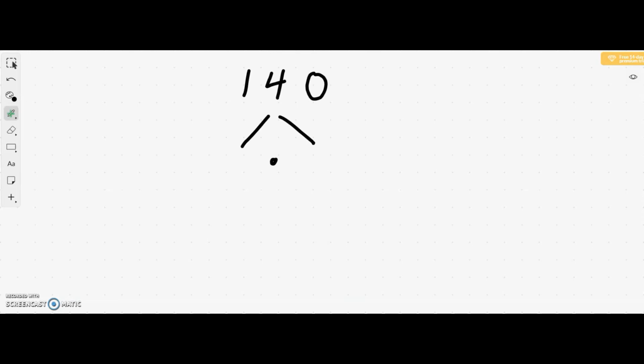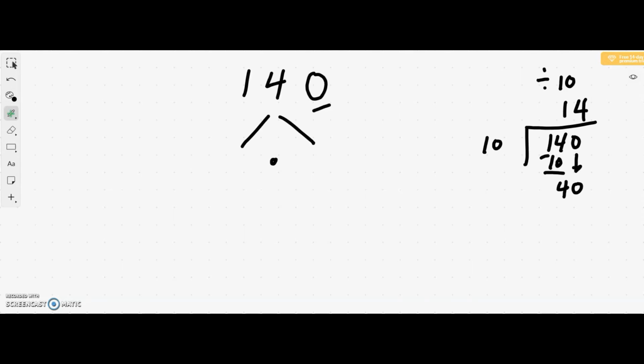But I know one thing. If it ends in 0, I can take this number and divide it by 10, and that'll get me my first start. So I'm going to take the number 140 and divide it by 10. I know that 10 is going to squeeze into 14 one time, which gives me 10, and that's going to give me 4 left over. I'm going to bring down the 0. Now I have 40. So 10 times 4 is going to give me 40.